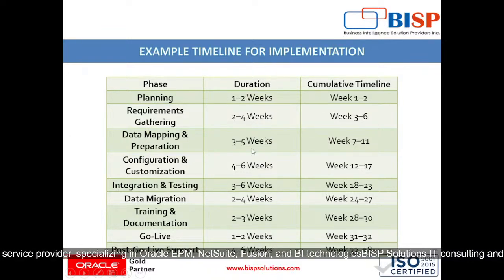Data mapping and preparation will be done in 3 to 5 weeks. Configuration and customization will be done in 4 to 6 weeks. Integration and testing will be done in 3 to 6 weeks, and data migration will be done in 2 to 4 weeks. Training and documentation for the client's employees will be done in 2 to 3 weeks, and go live will take around 1 to 2 weeks mostly, and post go live support will be done in 4 to 6 weeks.